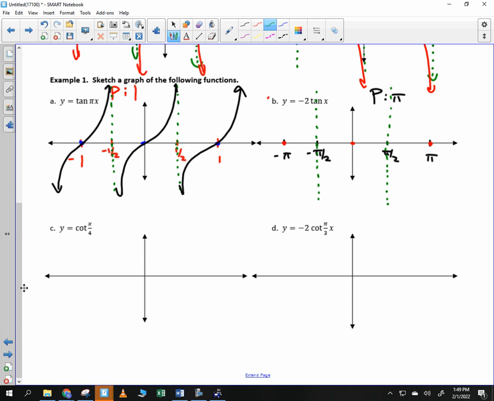So what do you think it does to it, Marissa? Flip it. So instead of starting down and finishing up, we're going to start up. We're going to finish down. You can see, I drew these a little bit steeper.